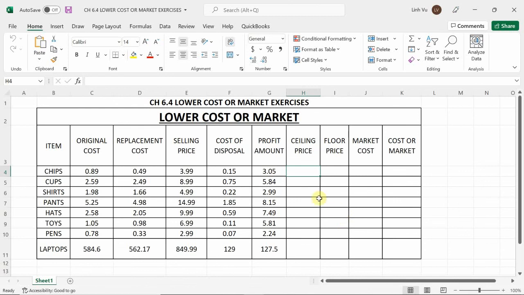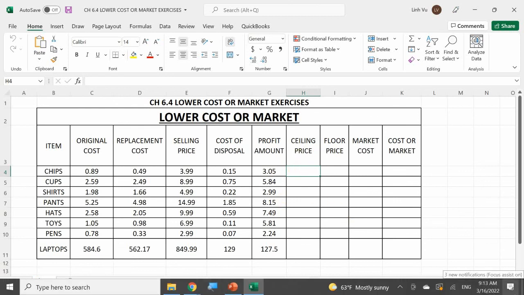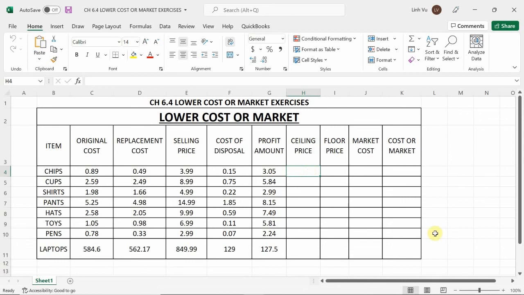Okay, so let's practice. Number 1 here, I bought some chips. They were 89 cents a bag. Now they're telling me it's 49 cents a bag. I sell them at the store for $3.99. It takes me 15 cents each to dispose of them, and I want the amount of profit to be $3.05. So once again, maybe it's a limited edition, flavor of the month, experimental chip that isn't going to be in production any longer. So here it is. How do I solve for the ceiling?